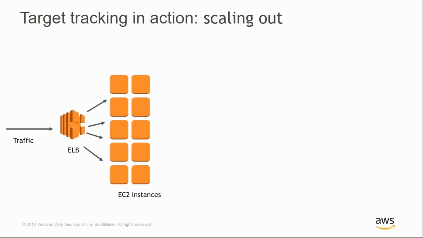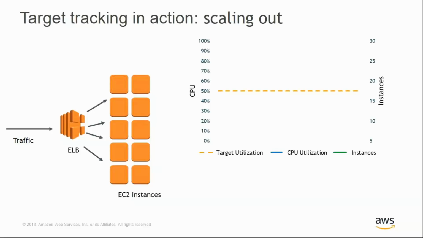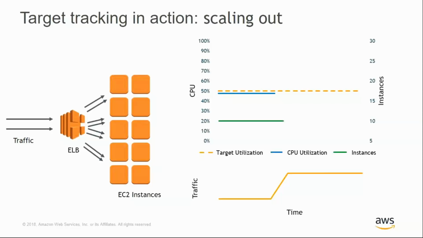Let's take a quick example of how target tracking would work in a scale-out situation. You have EC2 instances in an auto-scaling group behind a load balancer. Your target CPU utilization is 50%, and everything looks great with 10 instances in the ASG to serve the current traffic that's coming. Now, the load balancer starts to get more traffic. This in turn sends more traffic to the current EC2 instances, which in turn makes the CPU utilization higher and goes up to, say, 75%.